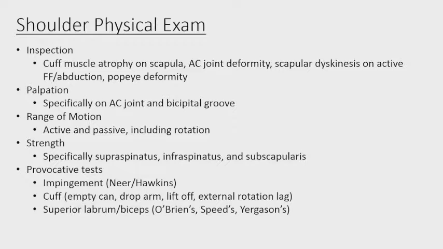Obviously, you can look at the AC joint. You can look at the way that their scapula moves if they're having more chronic issues mechanically. We'll talk a little bit about the Popeye deformity when we talk about biceps issues.